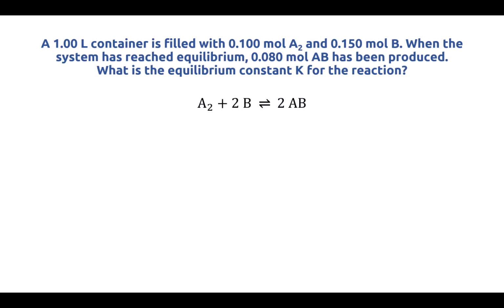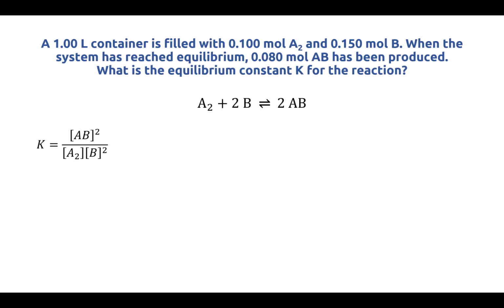In this video, we are going to be talking about chemical equilibrium and how to use an ICE table. So in this question, we have a 1 liter container filled with 0.1 moles of A2, 0.15 moles of B, and when the system has reached equilibrium, 0.08 moles of AB have been produced. So what is the equilibrium constant, K, for the reaction? And the reaction is A2 plus 2B in equilibrium with 2AB.